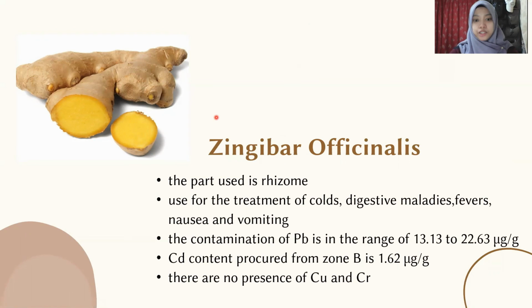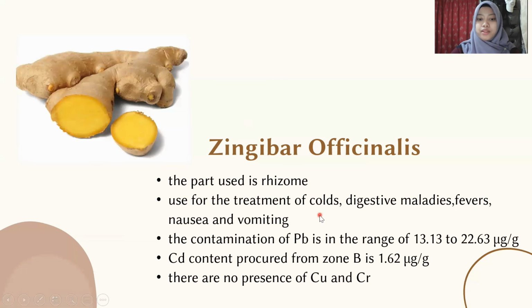Okay, this is the picture for the Z. officinalis. I think this is too common because everyone is using this for culinary. So this Z. officinalis is one of the top worldwide consumptions for culinary and therapeutic purposes. The part used in this Z. officinalis is the rhizome part, which is used for the treatment of colds, digestive maladies, fevers, and so on.